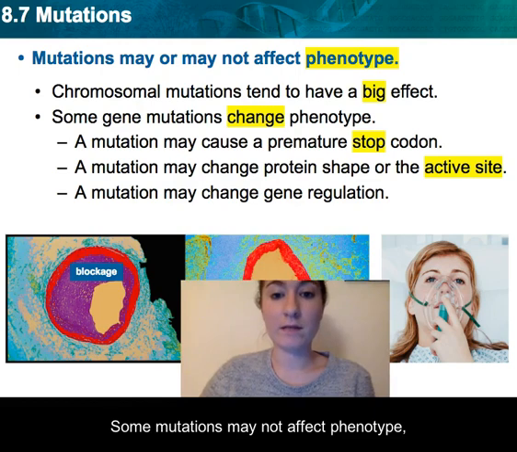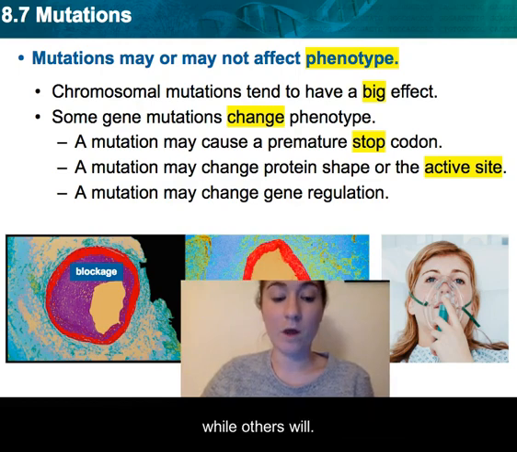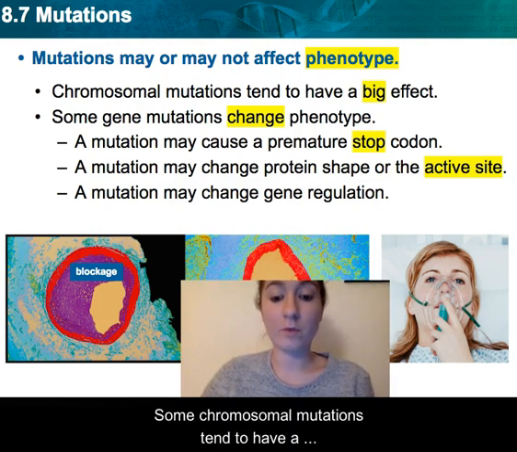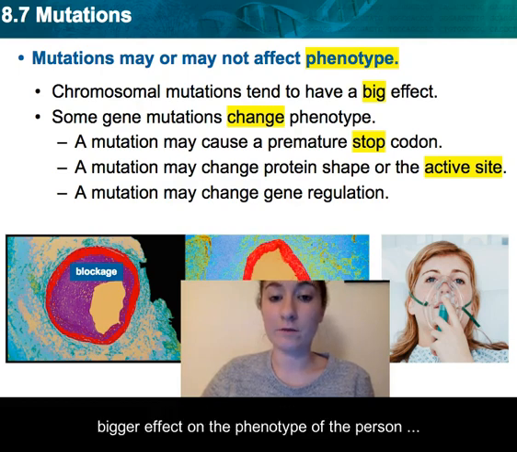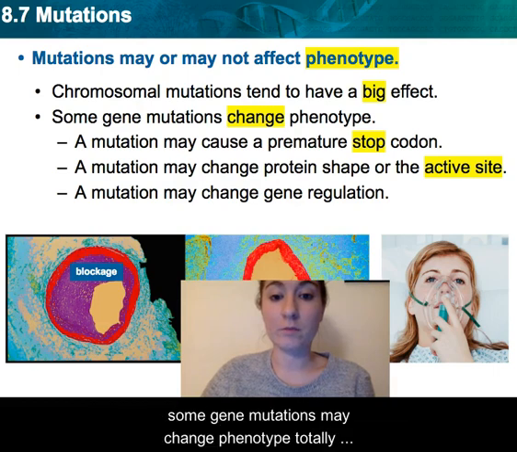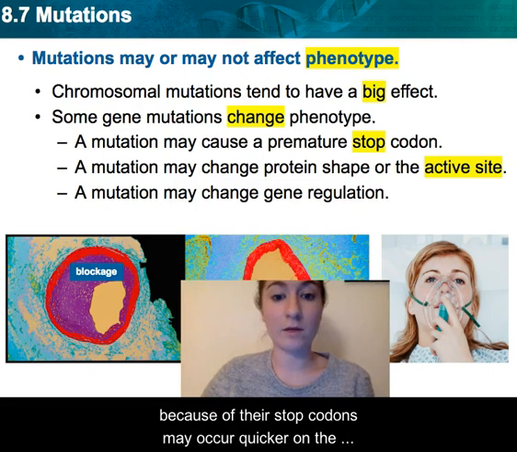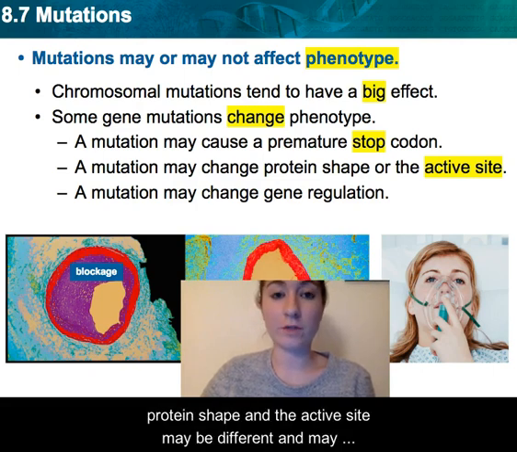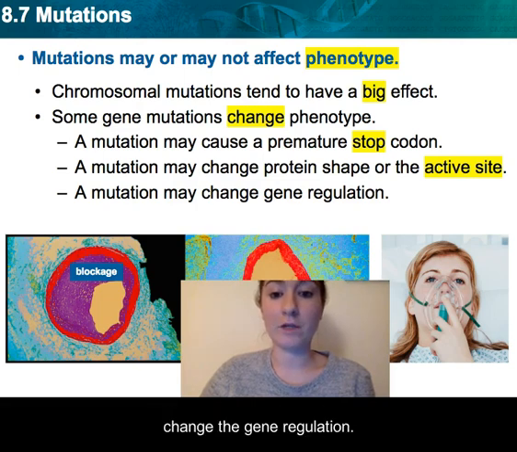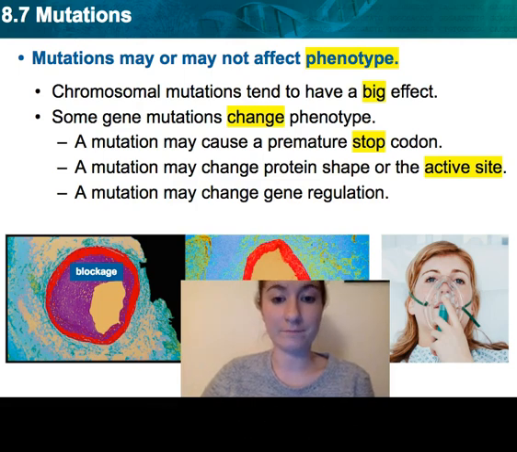Some mutations may not affect phenotype, while others will. Some chromosomal mutations tend to have a bigger effect on the phenotype of the person. Some gene mutations may change phenotype totally because their stop codons may occur quicker. The protein shape and the active site may be different and may change the gene regulation.